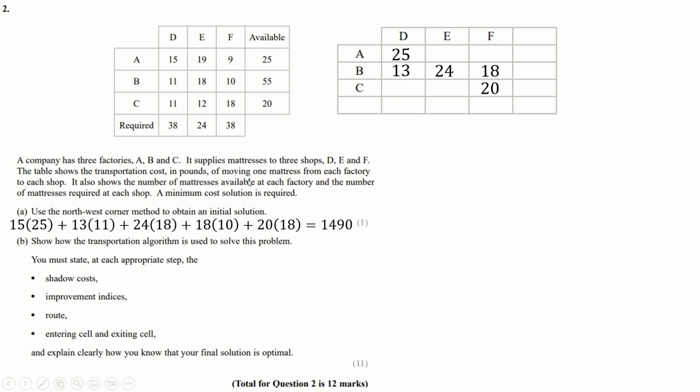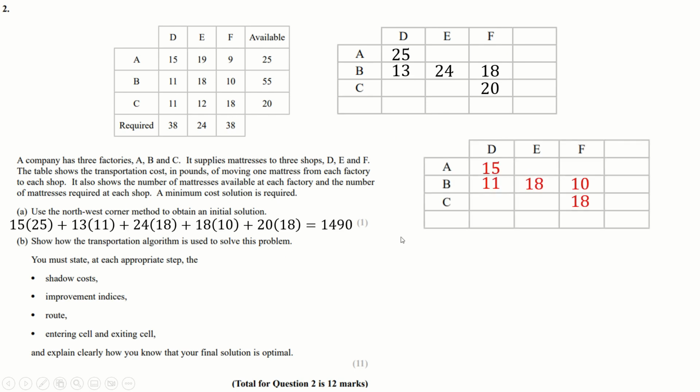And then we can say the cost will be 25 times the cost for that route, which is 15, plus 13 times the cost of that route, plus 24 times the current, and so on, and we get this here. And now we're going to need to use the algorithm to make this better. Most of the time you see these written as x's, I just write them as red in the numbers, because that way I only need to look at this table rather than this one. But we'll get the shadow costs out.